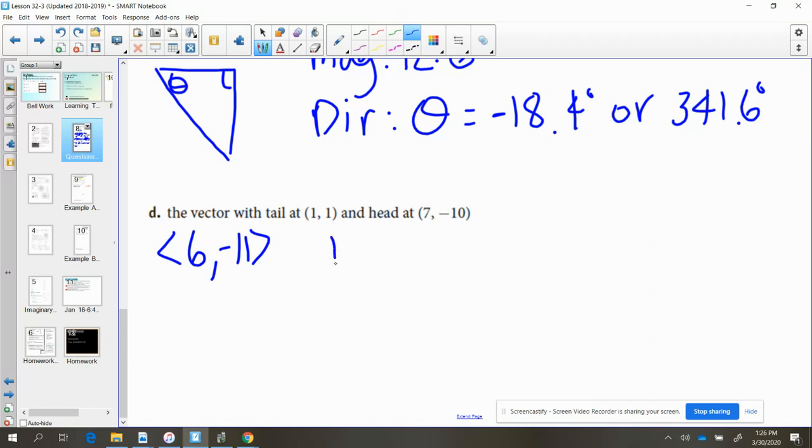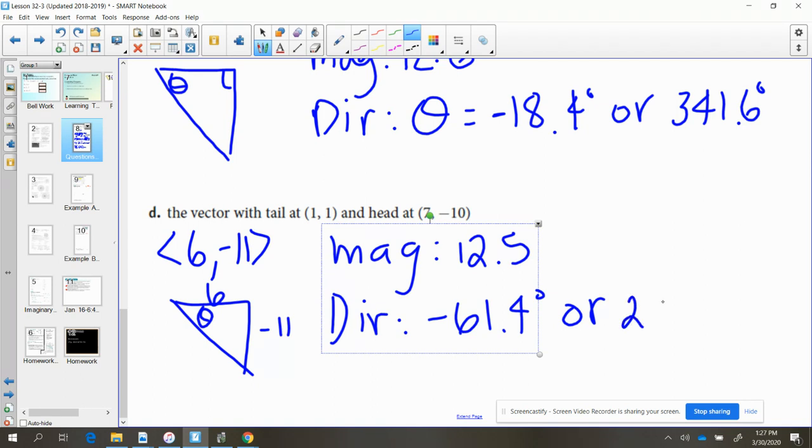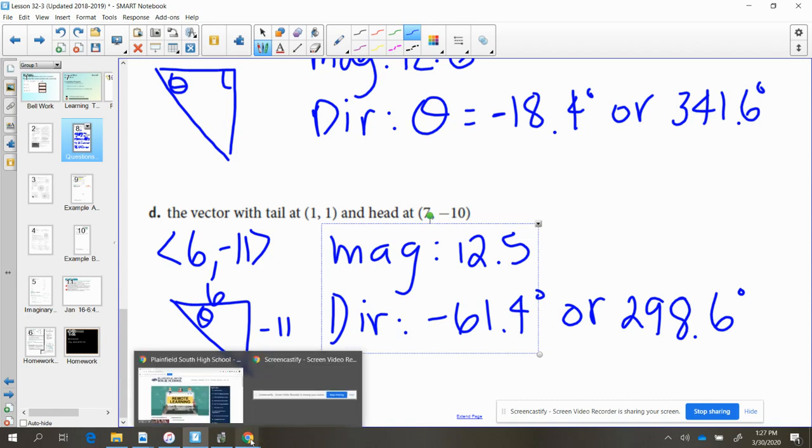And again, you should have had for your magnitude, if you were using the correct A and B values, about 12.53, and directionally comes out to be -61.4 degrees, or again, if you're adding 360, because this is also a quadrant 4 value, 6 right, down 11, you would have got about 298.6 degrees. Okay. So that's this beginning part here. And I'll pause it there, but this is basically just the beginning of finding the magnitude and direction.